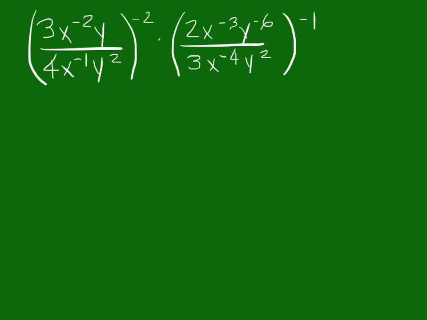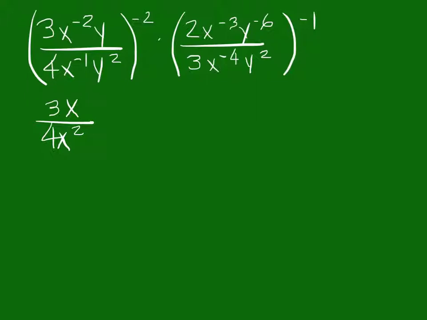Example number 1. On that left-hand side first, simplify what's inside. Let's not multiply through by anything yet. Just simplify what's inside the parentheses. So your 3 and the 4 stay where they're at, but what happens to the x's? They flip. So you would have x to the second on the bottom and x on top.